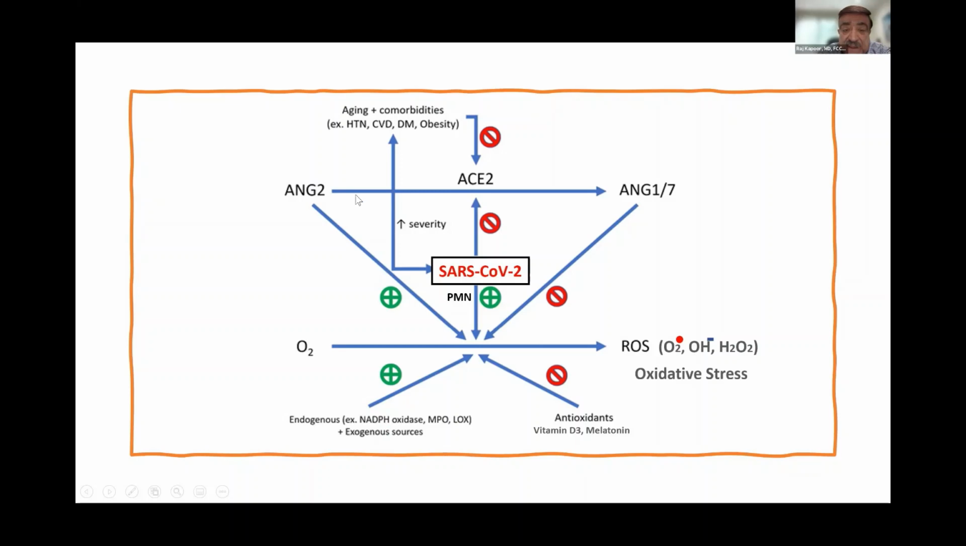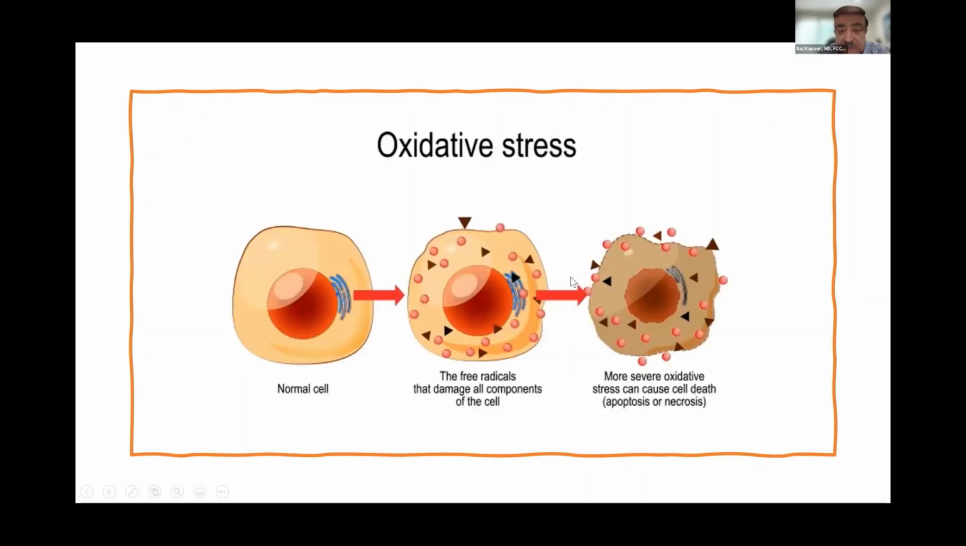So one cause is the lack of conversion of angiotensin II to angiotensin 1-7, and the other is that with the infection of SARS-CoV-2, there is increased infiltration of neutrophils, which also causes oxidative stress. Besides that, with aging and comorbidities like hypertension, coronary artery disease, diabetes, and obesity, there is increased oxidative stress, and that is the reason they get more severe disease than young people. When a normal cell is affected by free radicals, they damage all the components of the cell, and that causes cell death, apoptosis, or necrosis.